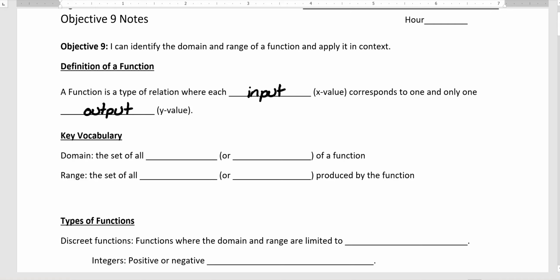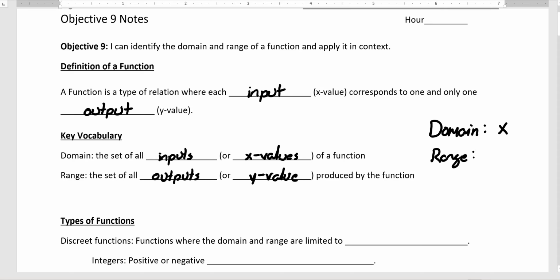So we're going to look at the relations and really quantify the domain and range, which are our measurements of inputs and outputs. The domain is the set of all inputs, or x values, of a function. The range is the set of all outputs, or y values, produced by the function. All right, so domain is x values, range is y values. That's the biggest thing to remember. So I want you to really hit that home. Domain is our x values, range is our y values, okay? If we can remember that throughout this entire objective, we're going to do just fine.